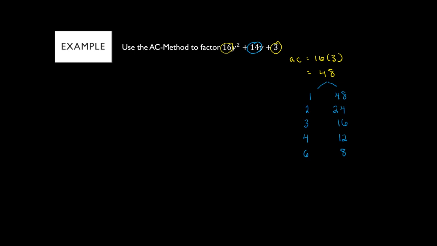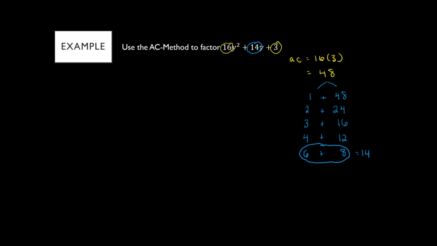And in this case, we're multiplying to a positive and adding to a positive. So both of these numbers are going to be positive. So I'm just looking for the pair that gets me to 14. And so you try to add those, and it ends up being 6 plus 8 will get me 14.